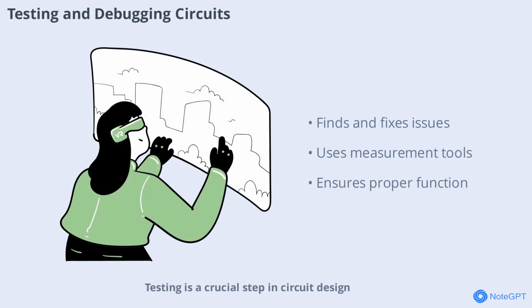Testing is a crucial step in circuit design. By checking each part of the circuit, designers can identify and fix problems before finalizing the design. Debugging tools like multimeters and oscilloscopes help measure voltages, currents, and signals. Thorough testing ensures the circuit works as intended and meets all requirements.